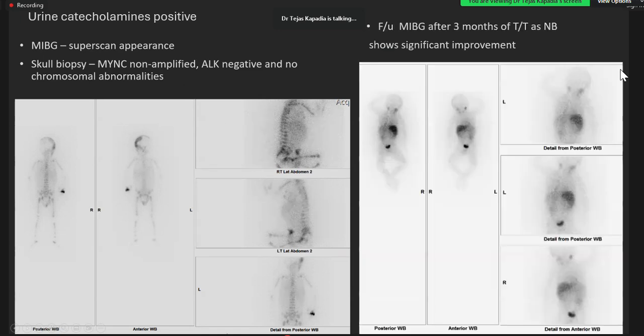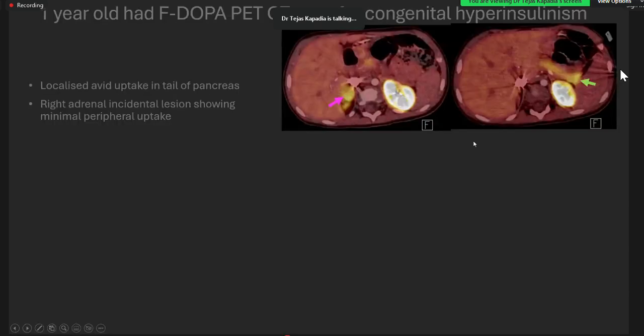In 3 months of chemotherapy, that's the response. What you're seeing now is normal physiological uptake. So that's right, that's left. On this view, you're seeing uptake in the liver, the myocardium, normal salivary glands, and the urinary bladder. So an excellent response to treatment in just 3 months.